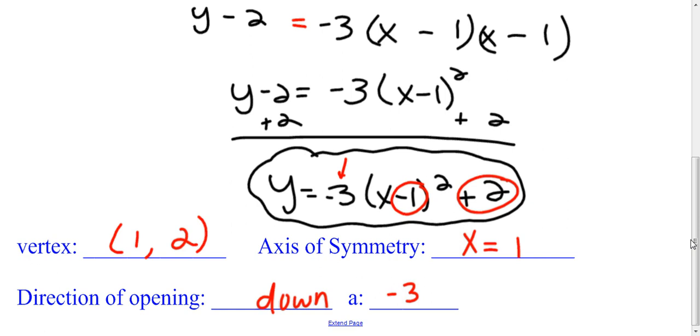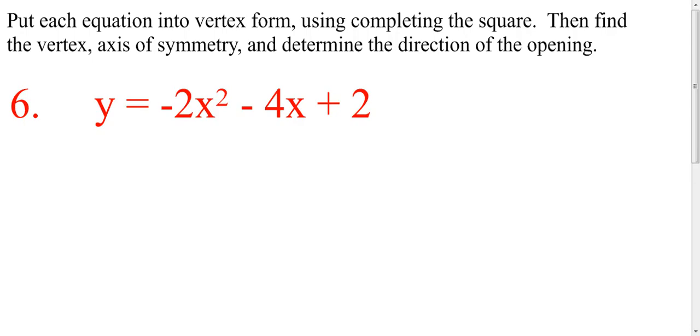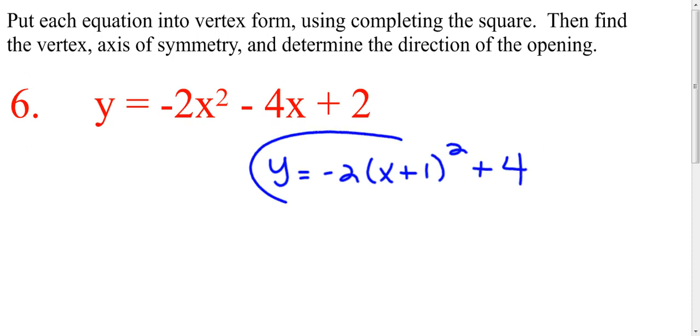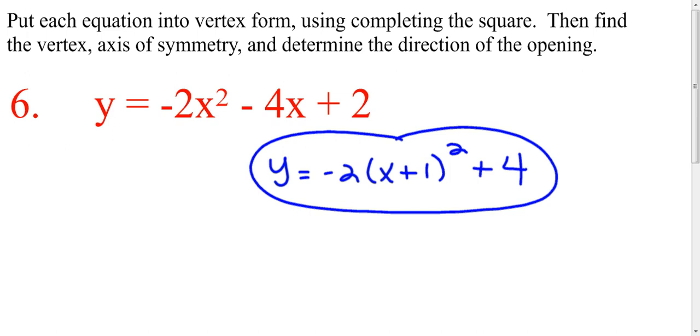We are going to skip the next problem, but I will tell you that if you want to check it and try it, the equation comes out to be negative 2 times x plus 1 squared plus 4. So if you want to practice it and try it, that's what that one would look like, okay? But I think it's overkill and we probably don't need to do another one.